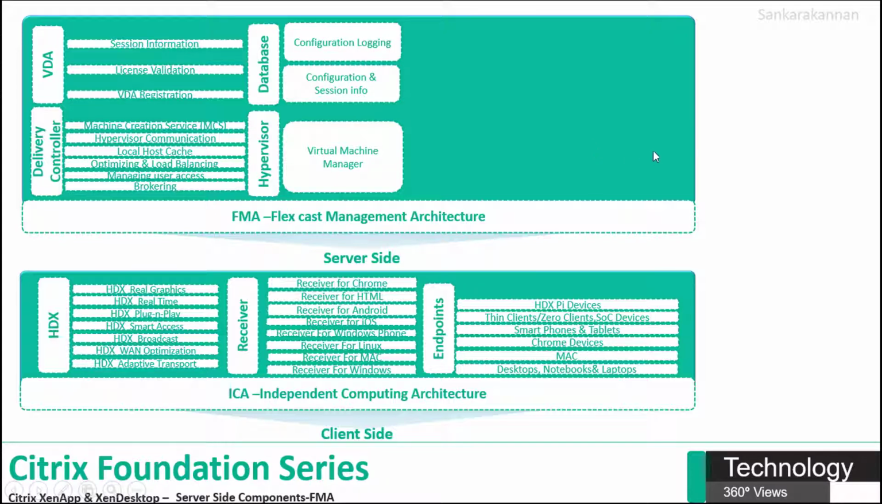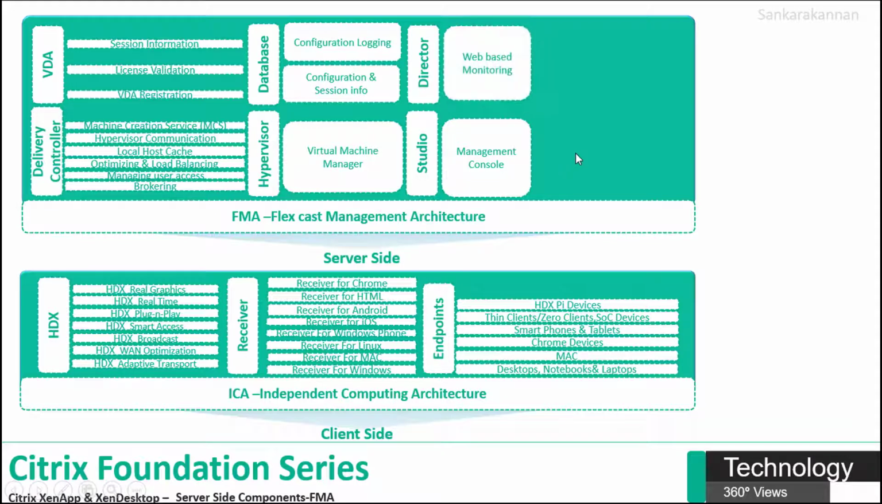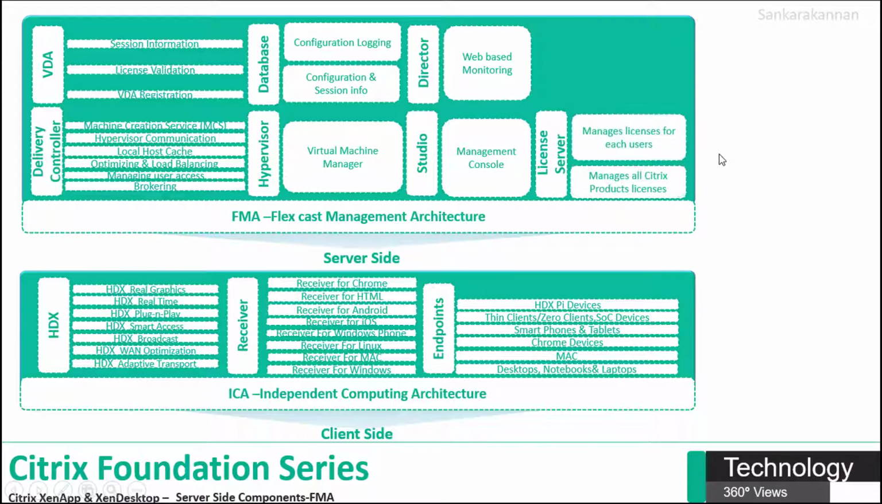Next component is Studio. It is a central management console that enables configuration and management of deployed instances. It can also be used to allocate and track Citrix licenses. Next component is Director. It is a web-based monitoring tool for the entire Citrix environment. Citrix License Server manages Citrix product licenses and communicates with the controller to manage licensing for each user session and communicates with Studio to allocate license files.